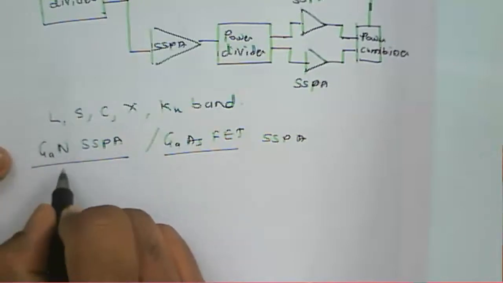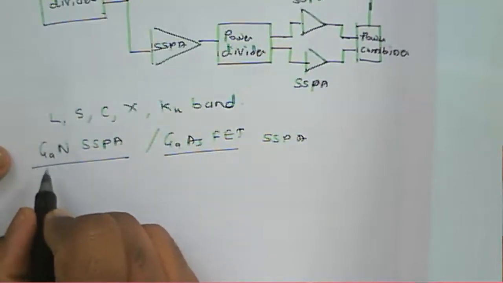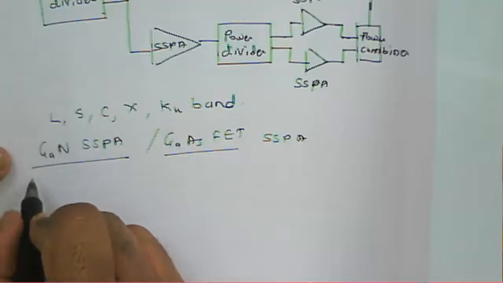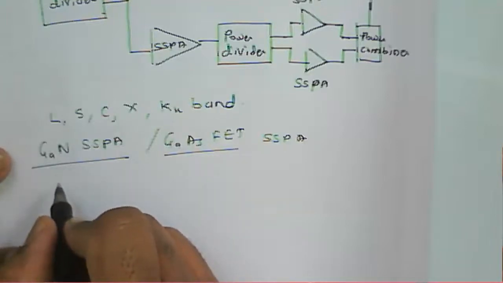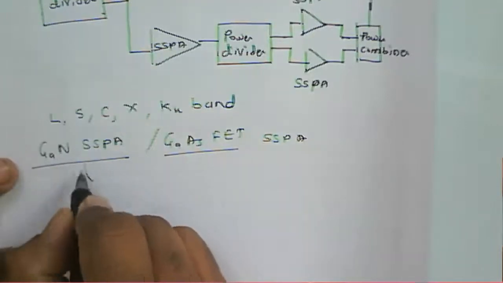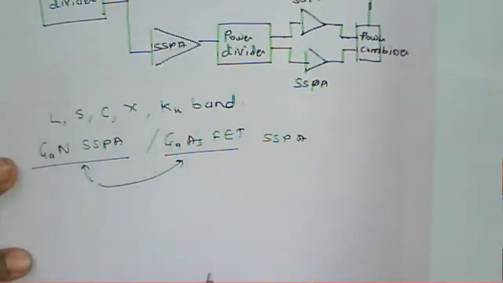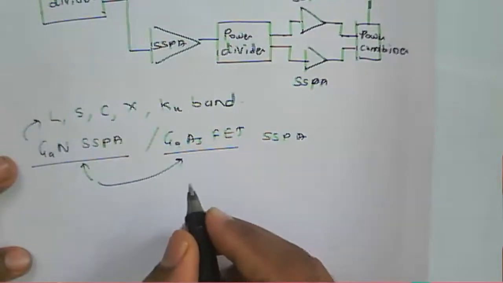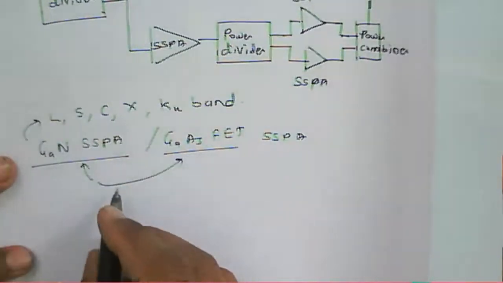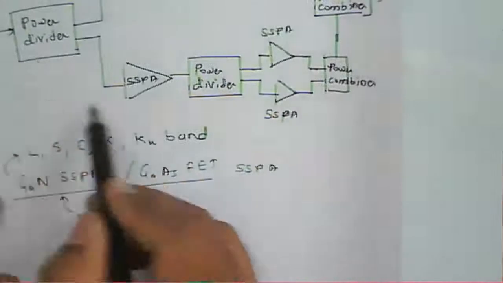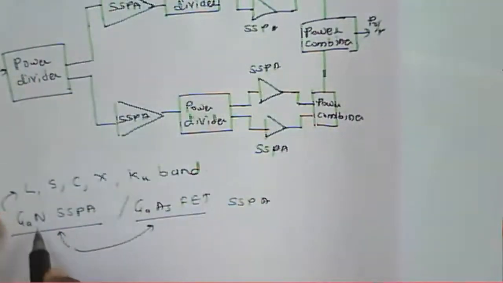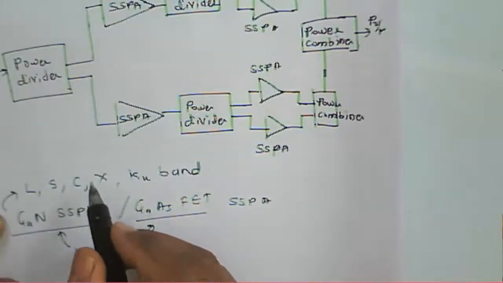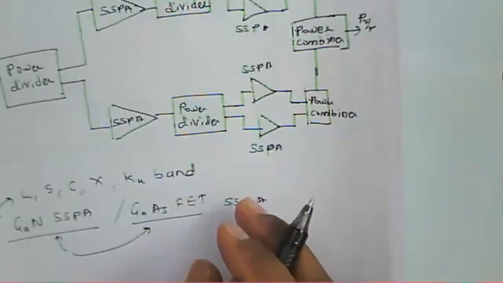And this gallium nitride SSPA has a high electron mobility. Because of this high electron mobility, it has more advantages as compared to gallium arsenide. That's why it can be used for various bands of operation. Similarly, we can use the SSPA by combining and dividing power amplifiers. Similarly, we can use gallium nitride amplifiers in parallel so that we can generate a large output power.